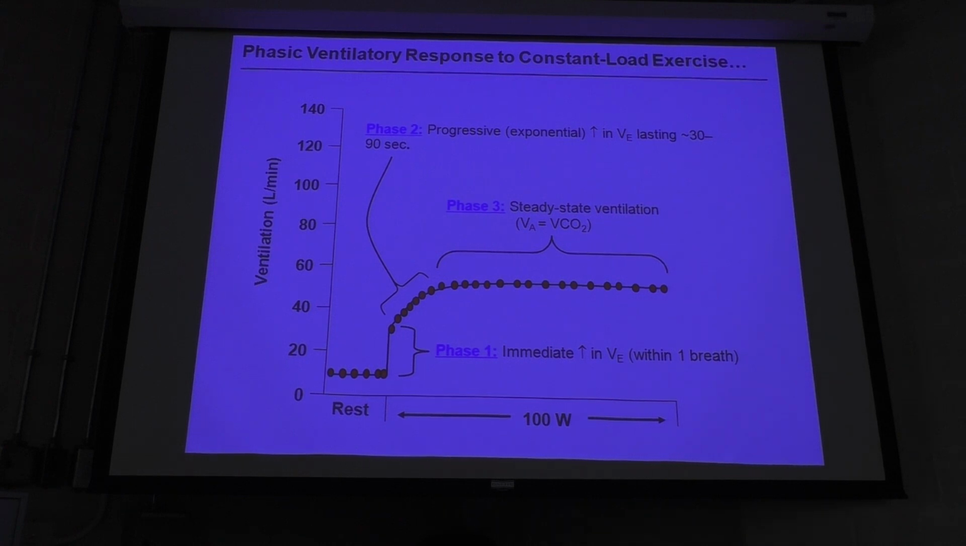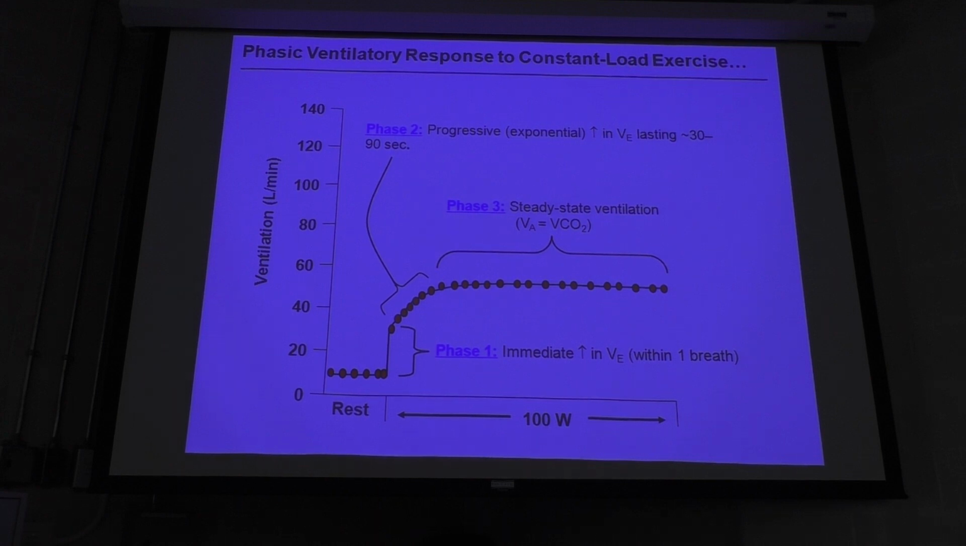Just consider it time. You need to build up an error signal for chemoreceptors and feedback-related systems to activate. So within a breath at the onset of exercise is probably not fast enough for that to happen. And then in the transition from exercise, you get this phase 2 response, where you get this progressive or exponential rise in ventilation that typically lasts 30 to 90 seconds.